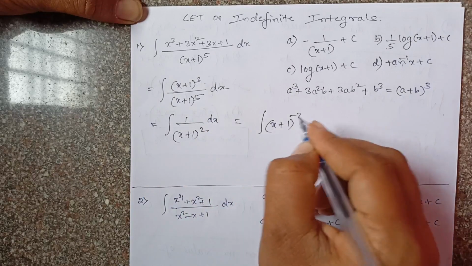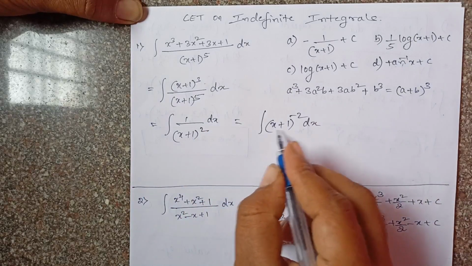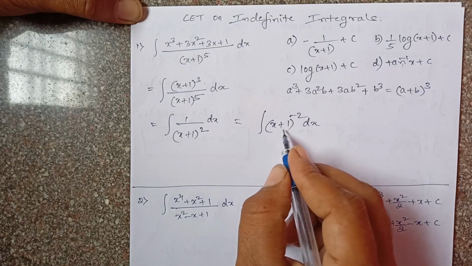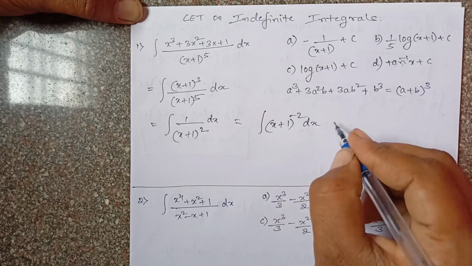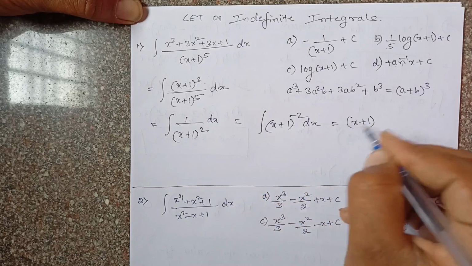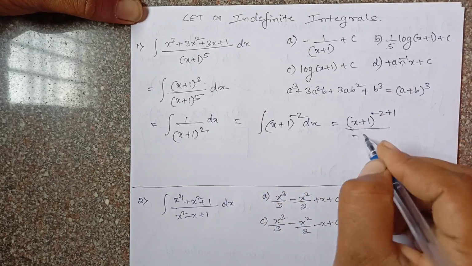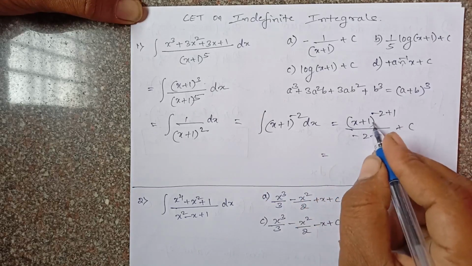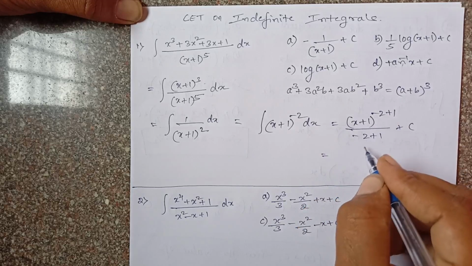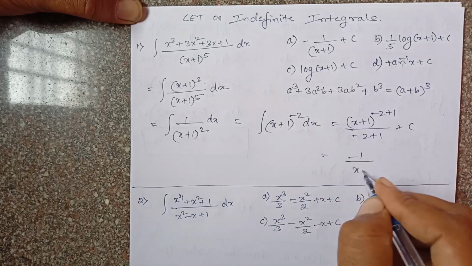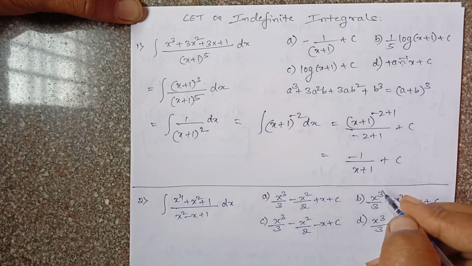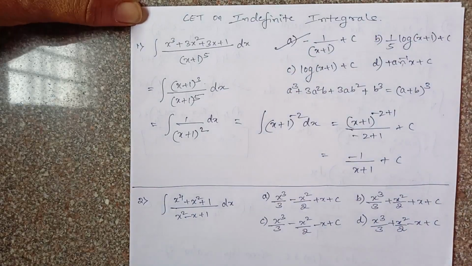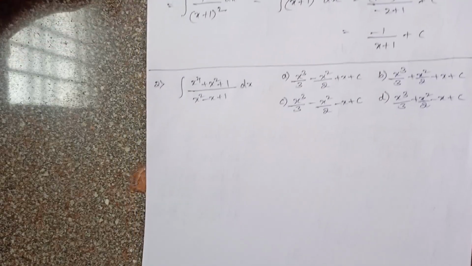(x plus 1) raised to minus 2 we can write. It is of the type x raised to n. x plus 1 is a linear function. We can continue with the direct integration. (x plus 1) raised to minus 2 plus 1 by minus 2 plus 1 plus c. Numerator is (x plus 1) raised to minus 1, denominator is minus 1. I can write it as minus 1 by (x plus 1) plus c. Which option? Option A is correct here. This is question number 1.